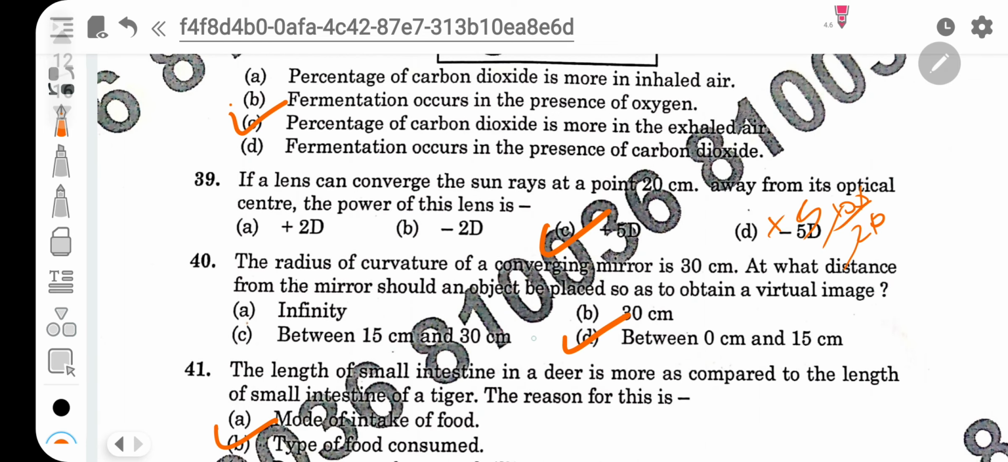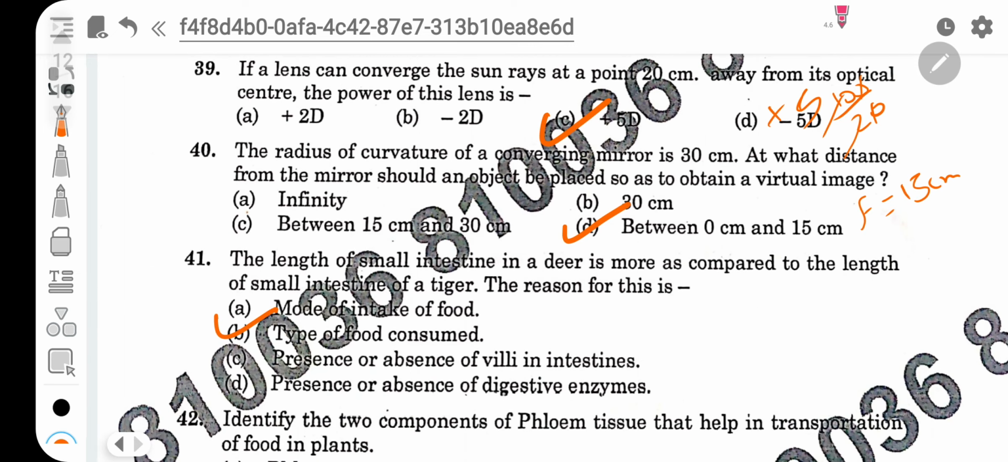Question number 40. The radius of curvature of a converging mirror is 30 centimeter. At what distance from the mirror should an object be placed so that we obtain a virtual image? Of course the radius of curvature is 30 centimeter, so f will be 15 centimeter. To obtain a virtual image in the concave mirror, the object should be between the pole and the focus. So the answer will be D, between 0 centimeter and 15 centimeter.